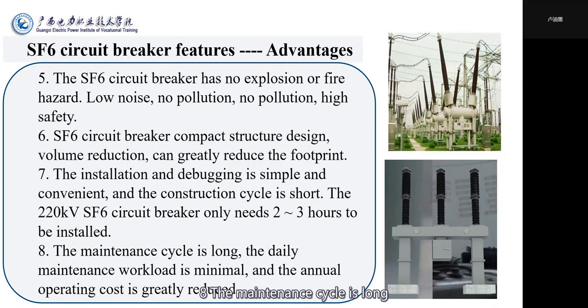8. The maintenance cycle is long, the daily maintenance workload is minimal, and the annual operating cost is greatly reduced.